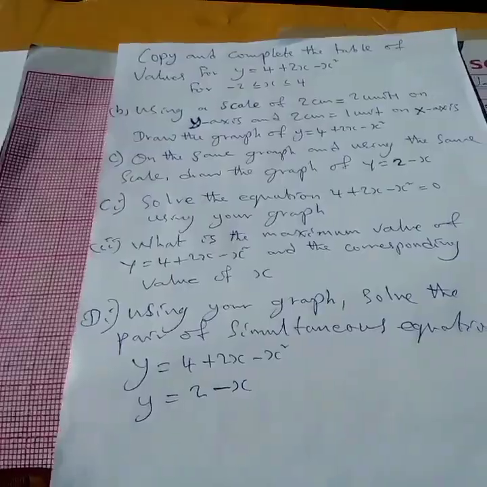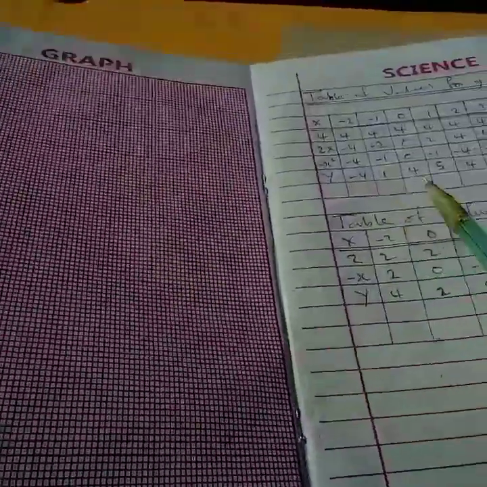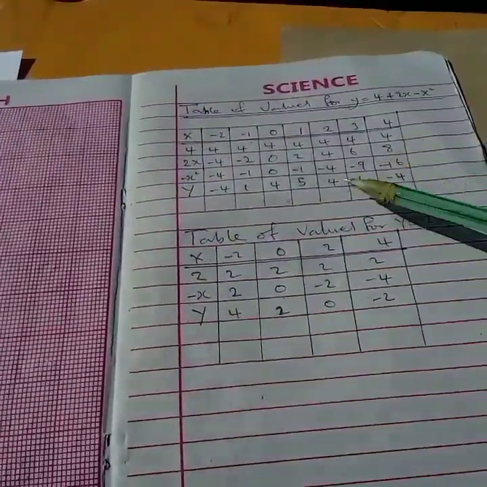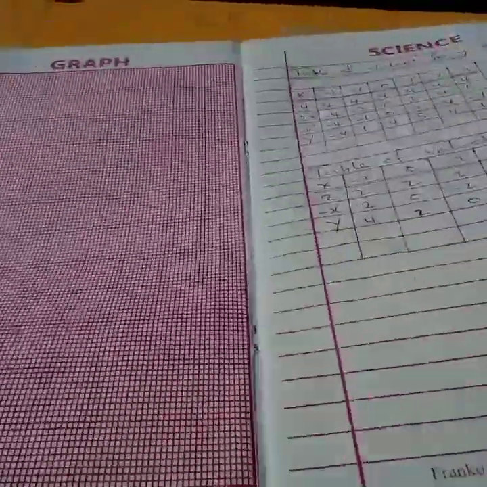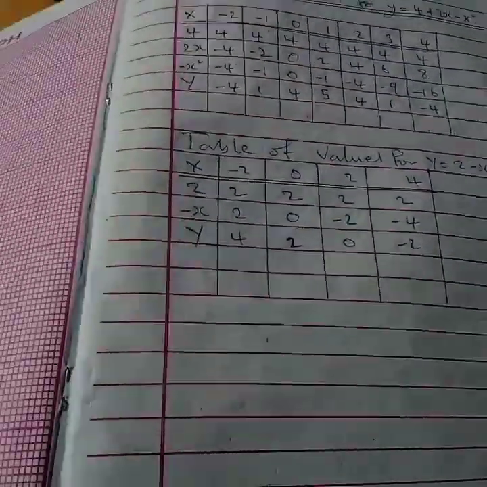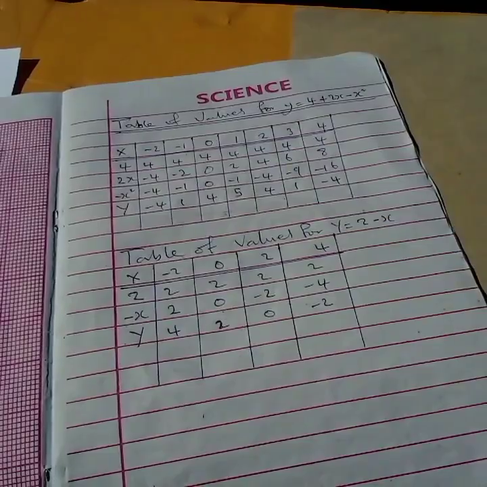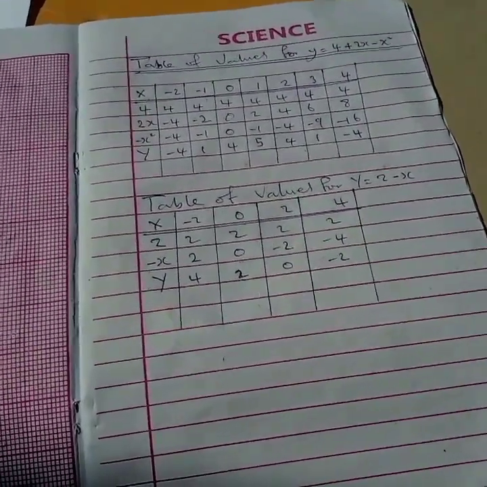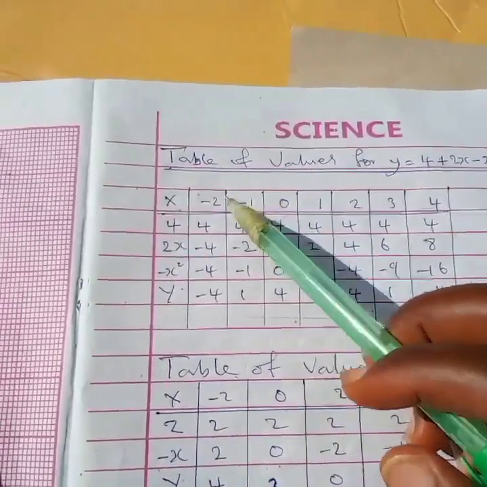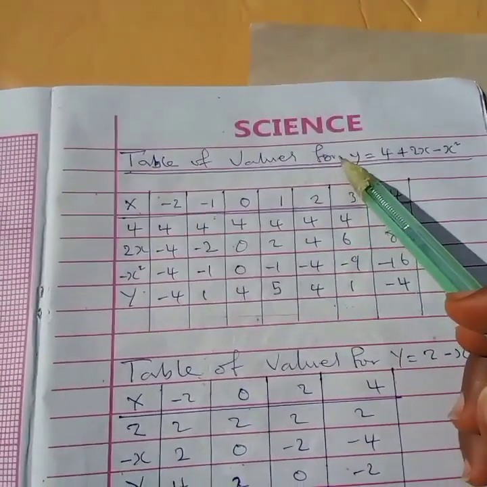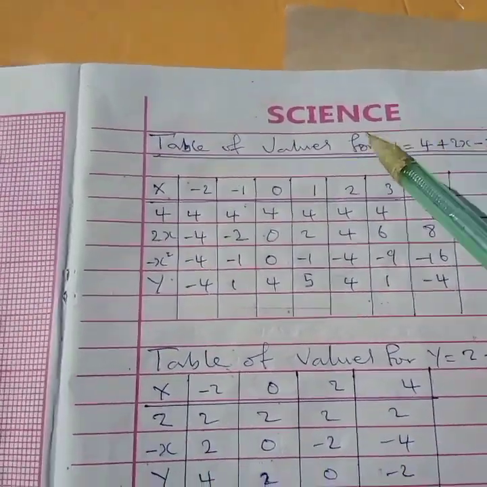Okay, so like I said before, the first thing one will do here is to make the table of values. In order to save time, I have already made that, but I'm going to explain it to you so that you understand what I did there. I'm going to explain how we got these values. I am sure you are seeing it clearly. So you can see here, table of values for y equals 4 plus 2x minus x squared.